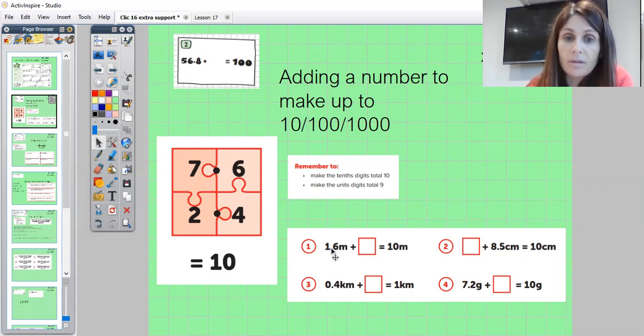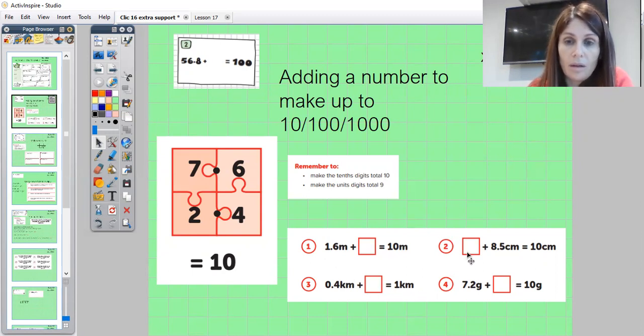Okay, so I've got 1.6. So what's going to go with the 0.6 to make it up to another ones number? So you should have 0.4 to add to that, makes this number now 2. And then we say how many more to make 10. So we'd need another 8. So it'd be 8.4, this one here. Okay, so you can have a go.